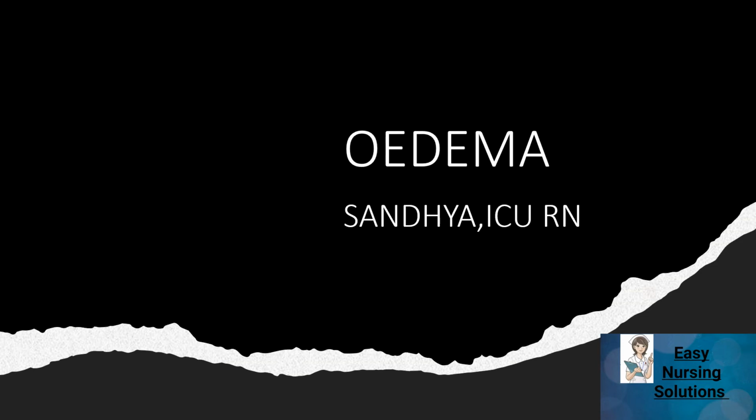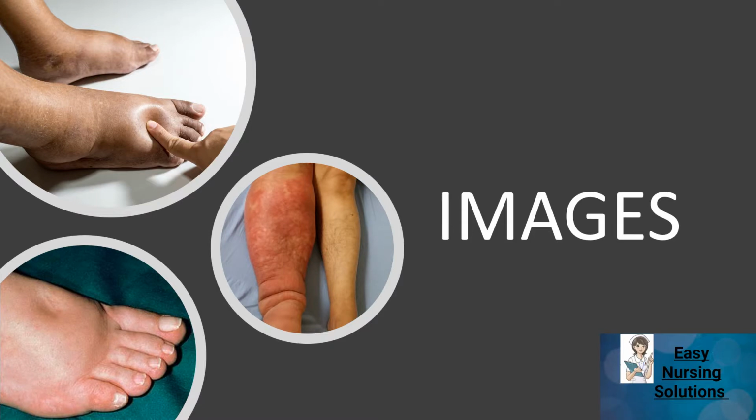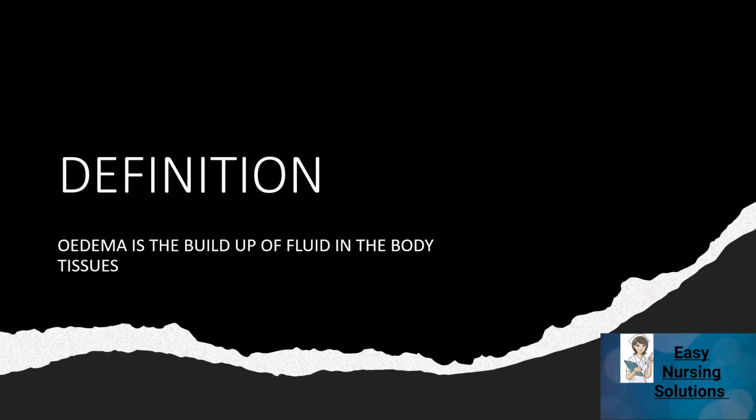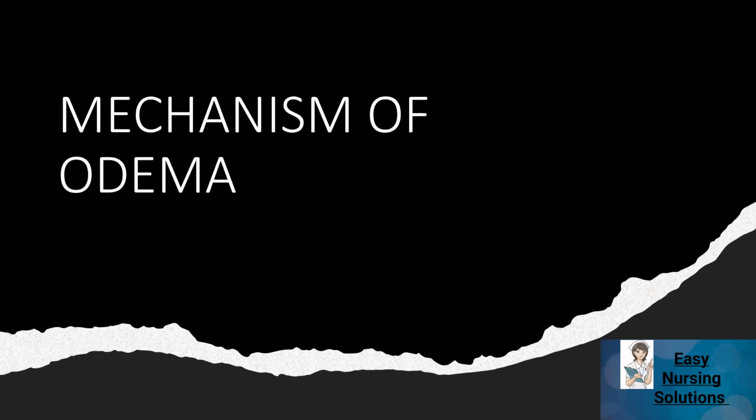Hi, in this video I am talking about edema and its mechanism. In this slide, you can see some images of edema. So we'll see the definition. Edema means the buildup of fluid in the body tissue. So we'll see how the fluid is building up in the body tissues. For that, we'll see the mechanism of edema.